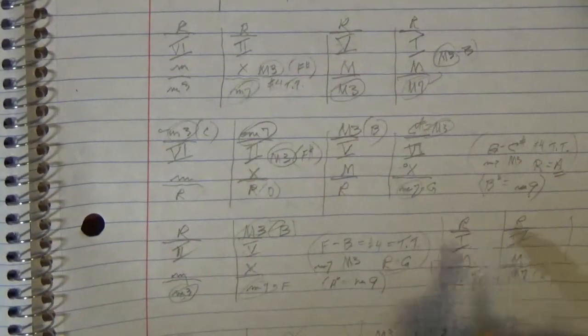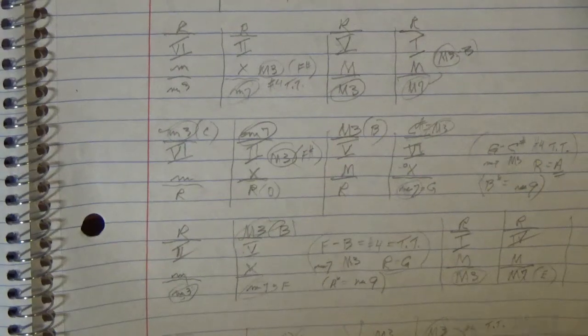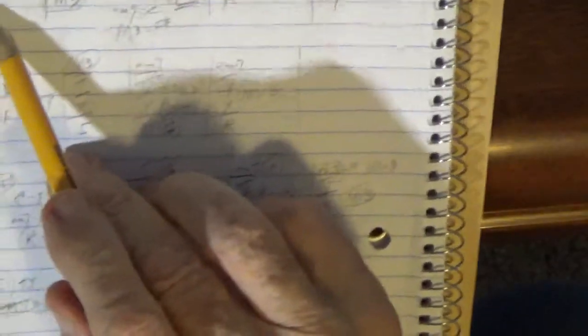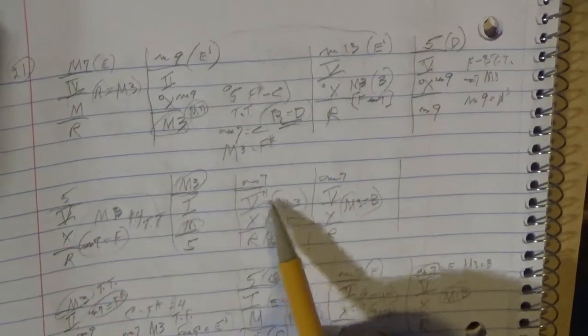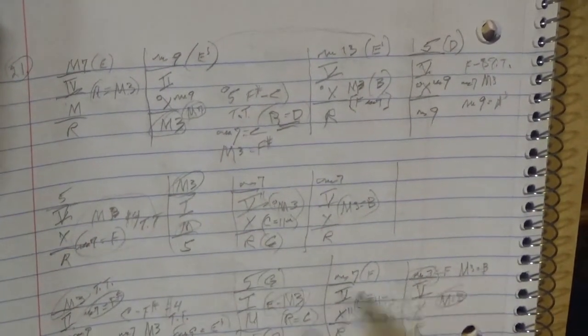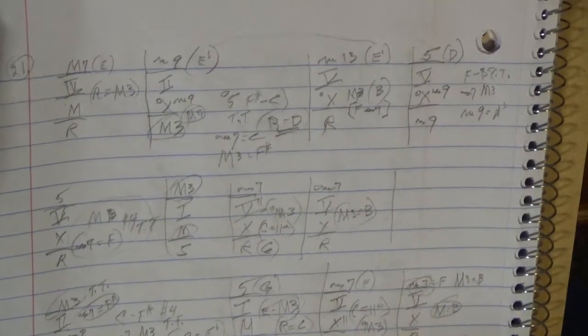Let's count them. 1, 2, 3, 4, 5, 6, 7, 8, 9, 10, 11, 12, 13, 14, 15, 16, 17, 18, 19, 20, 21, 22, 23, 24, 25, 26, 27, 28, 29, 30, 31, 32, 33, 34, 35, 36. I think we got it.